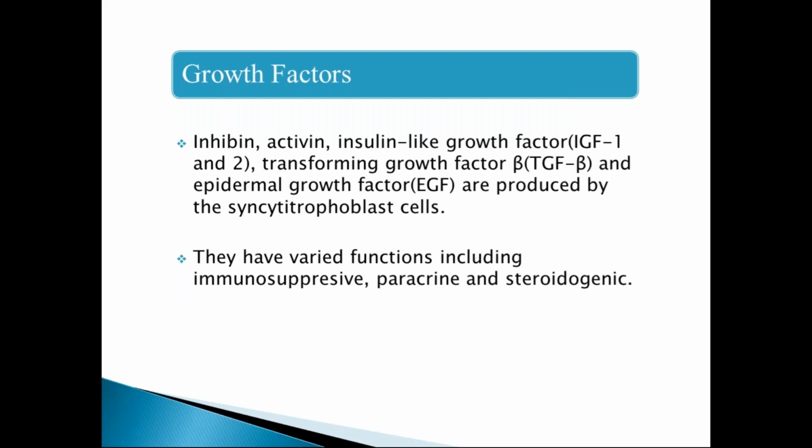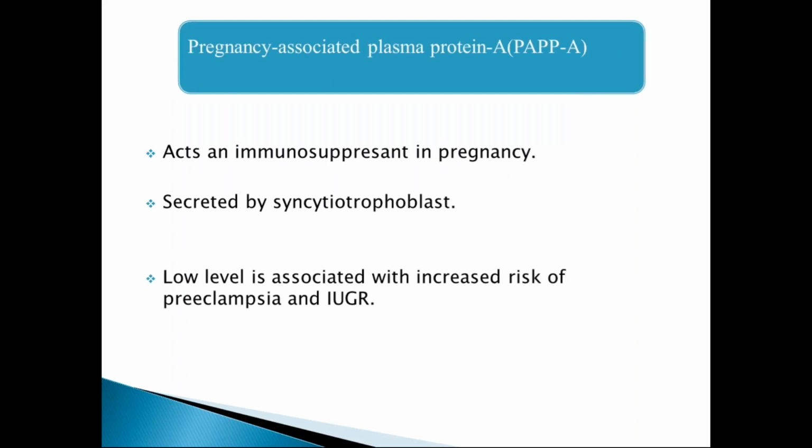Paracrine means they act on cells which are close by, and they also have steroidogenic properties. The growth factors include inhibin, activin, insulin like growth factor, transforming growth factor, and epidermal growth factor. Usually they are produced by syncytial trophoblast. The main protein hormones are HCG and human placental lactogen. And the last one is pregnancy associated plasma protein A, which again acts as an immunosuppressant secreted by syncytial trophoblast, and whose level is used for detecting fetal anomalies.